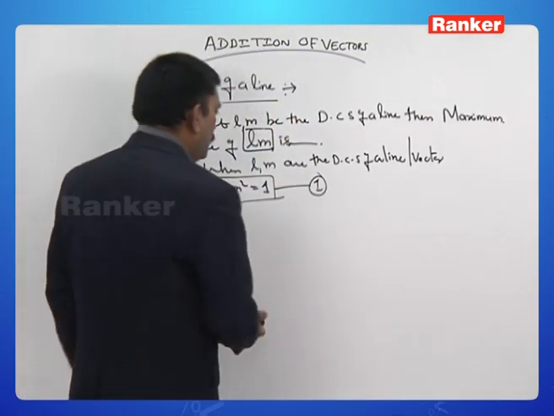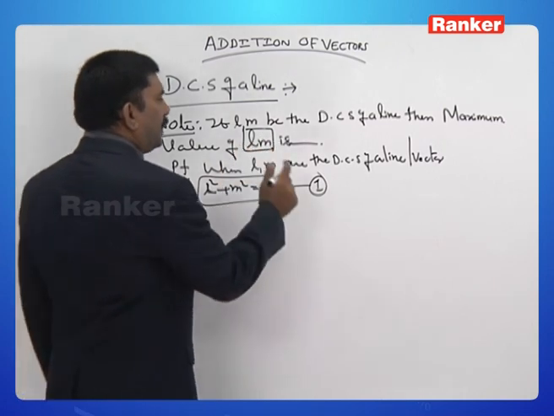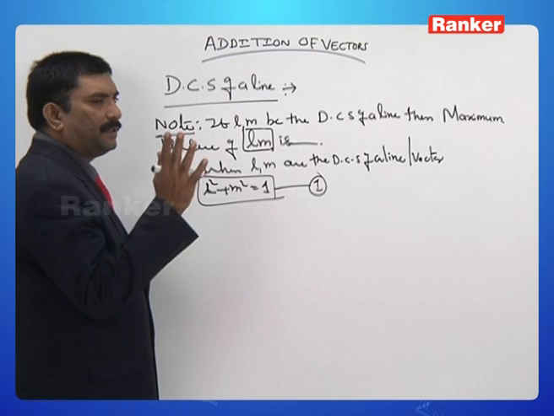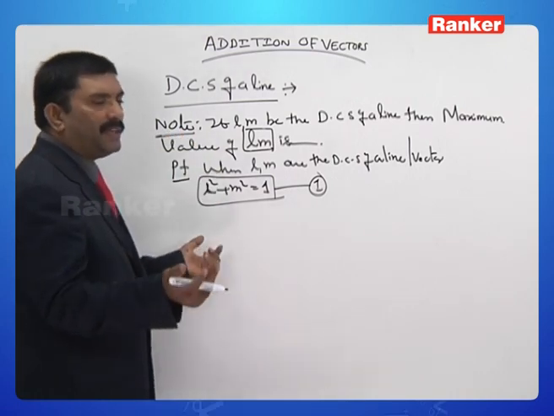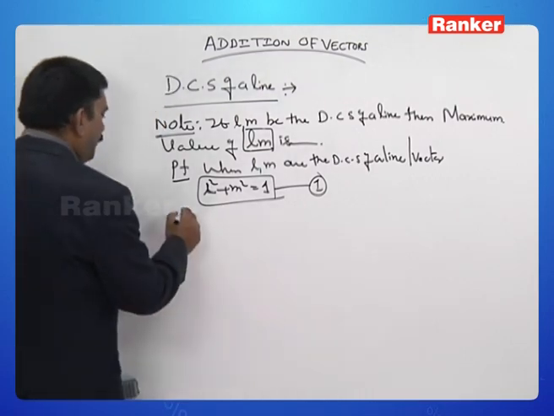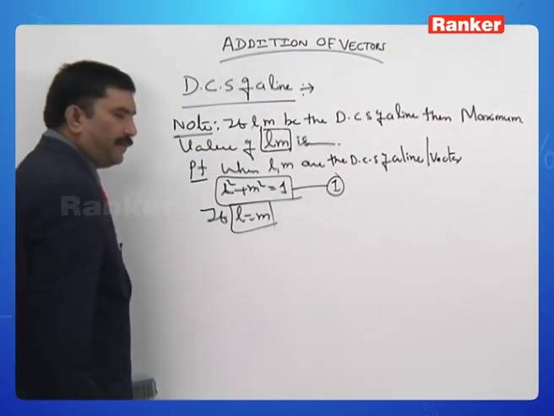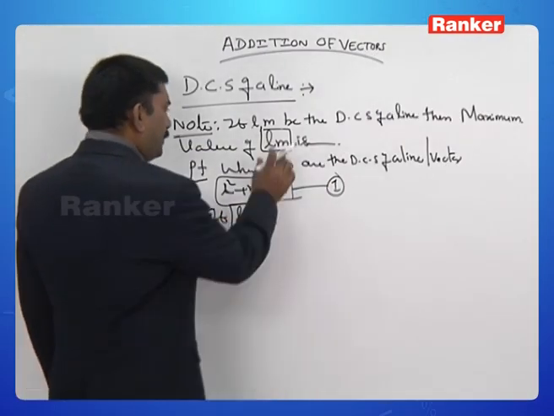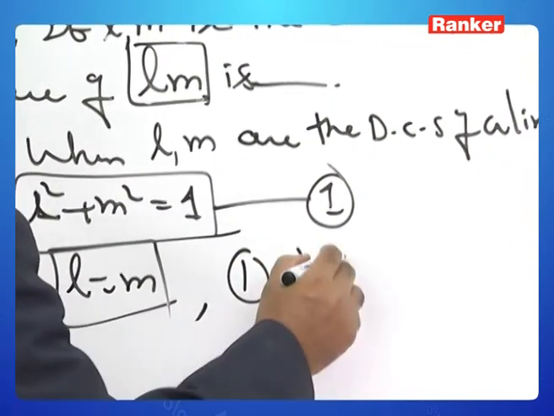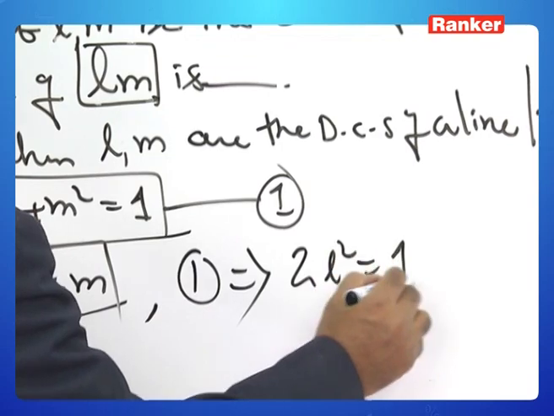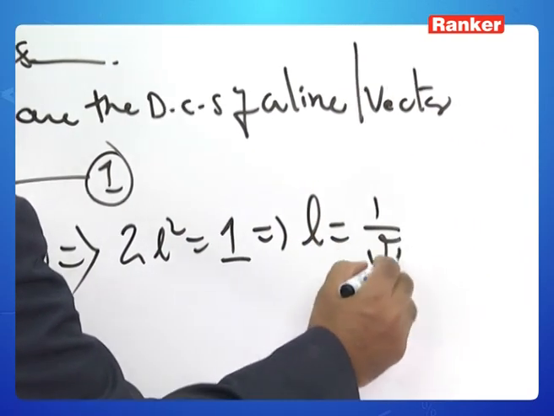Yes, and also this is a product. Product means a function which contains how many variables? 2 variables. If that is to be maximum, both must be equal. Then only maximum comes. So if L is equal to M, then it becomes maximum. Then 1 implies 2L square is equal to 1, which implies L is equal to plus or minus 1 by 2.